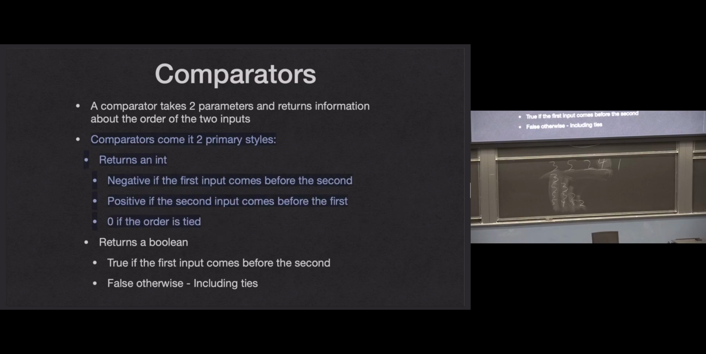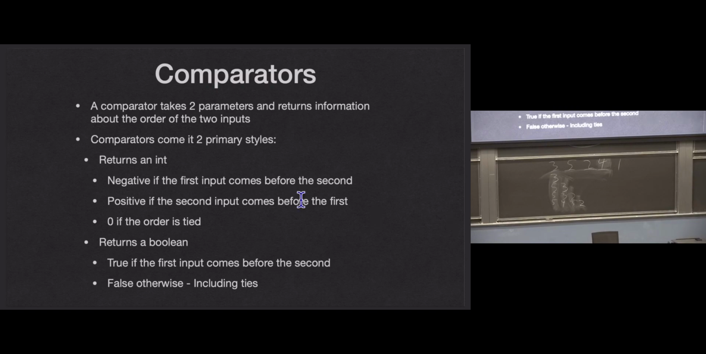So the first style returns an int, and that int is negative if the first input, the first argument you give it, comes before the second one, and a positive integer if the second one comes before the first, and 0 if their order is tied. That's the style that if you use any of the built-in Java compare methods, this is what it's going to give you: an integer, positive, negative, or 0, so 3 different types of output that it can give you.